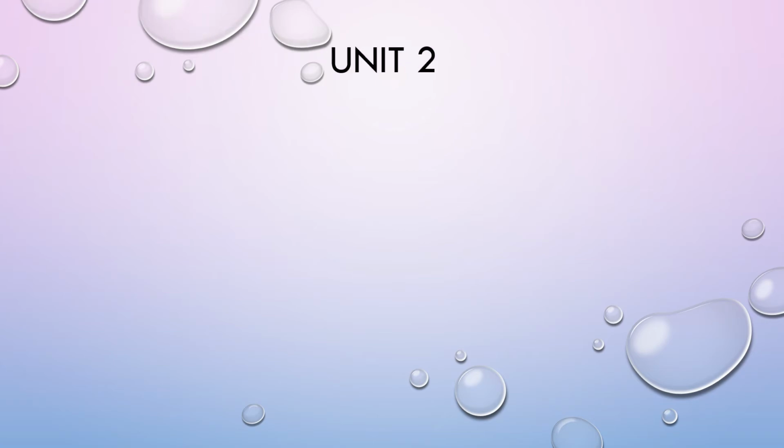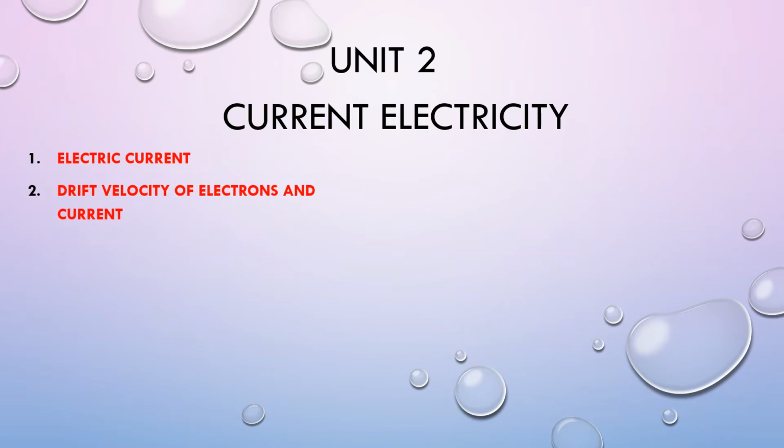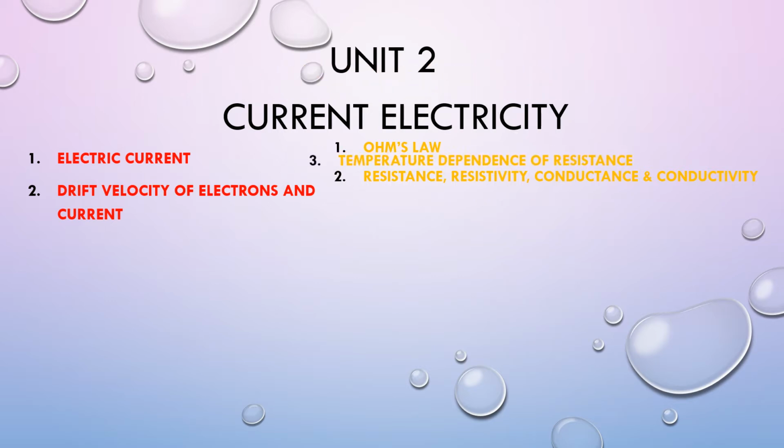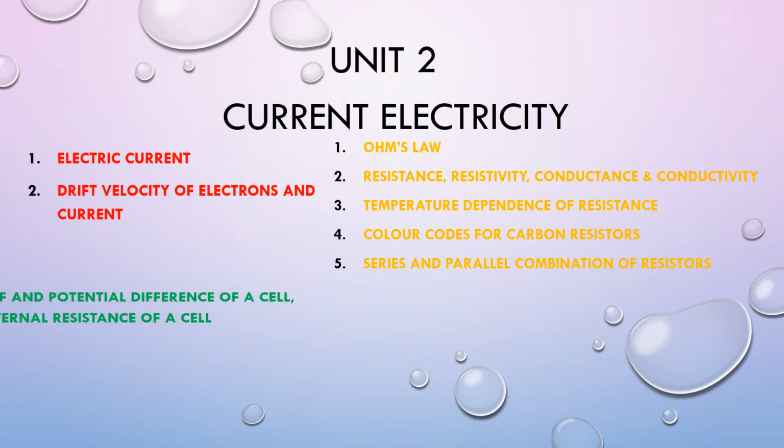Hello everyone. Let's start the unit current electricity, which is unit 2 of the CBSE grade 12 syllabus. In this unit, the topics are electric current, drift velocity of electrons and current, Ohm's law, resistance, resistivity, conductance, conductivity, temperature dependence of resistance, then the color code for carbon resistors, series and parallel combination of resistors.